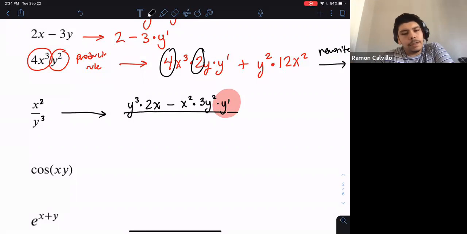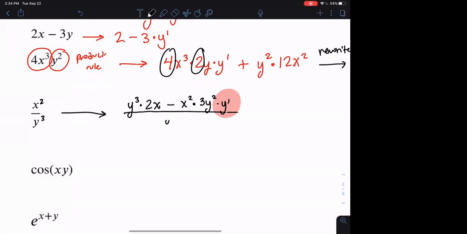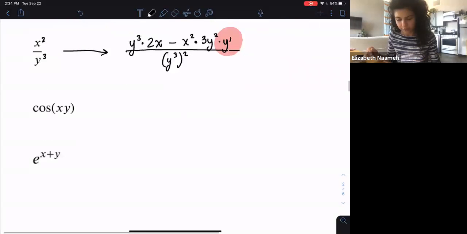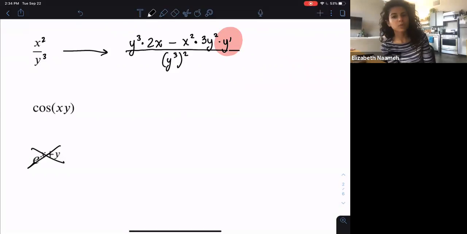So what are we writing? 2x times y cubed, minus x squared times 3y squared y prime, all over y cubed squared. So y to the sixth on the bottom. Okay, let's move on. We'll do one more. Cross out the last one. Let's do cosine of xy. What rules should we use here first from all the rules that you're familiar with?